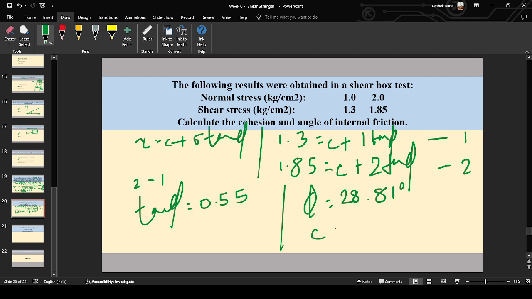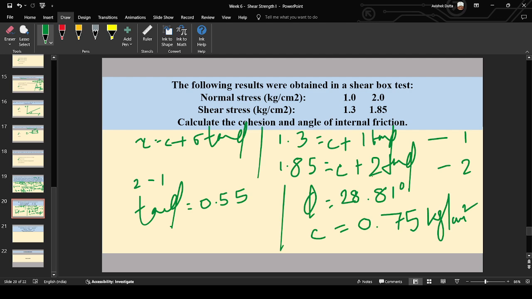Putting tan φ equals 0.55 in either equation 1 or 2, we get the value of C, cohesion, as 0.75 kg per cm². Okay, so the main equation is τ equals C plus σ tan φ. We have two sets of values given. We frame two equations, we solve them to get the value of C and φ.